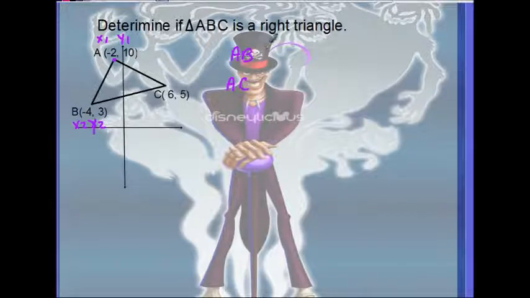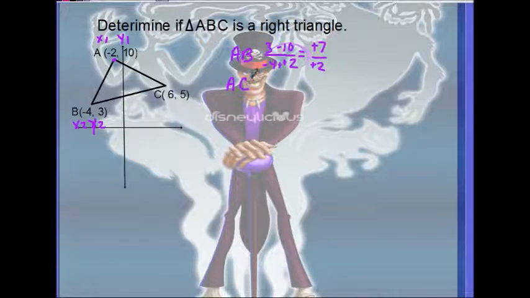y2 minus y1 over x2 minus x1. And two negatives are going to make a positive. Let's go ahead and simplify. 3 minus 10 is negative 7. Negative 4 plus 2 is a negative 2. And two negatives again make a positive 7 over 2 slope.